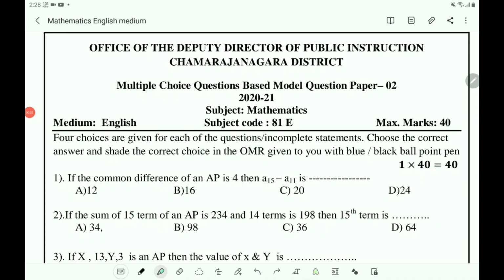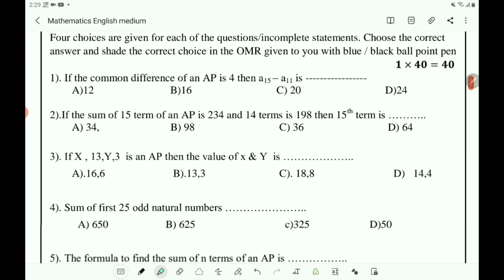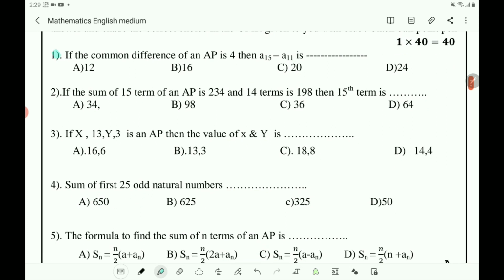Children, now you take the second multiple choice question based model question paper given by the Office of the Deputy Director of Public Instruction, Chamarajanagar district. Here you take the first question. If the common difference of AP is 4, then A15 minus A1 is?